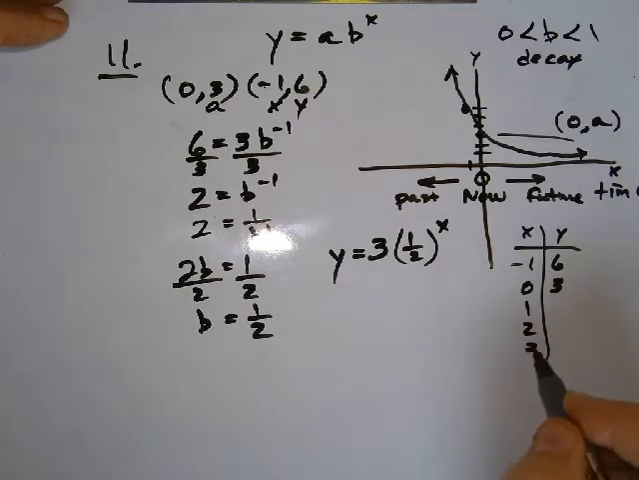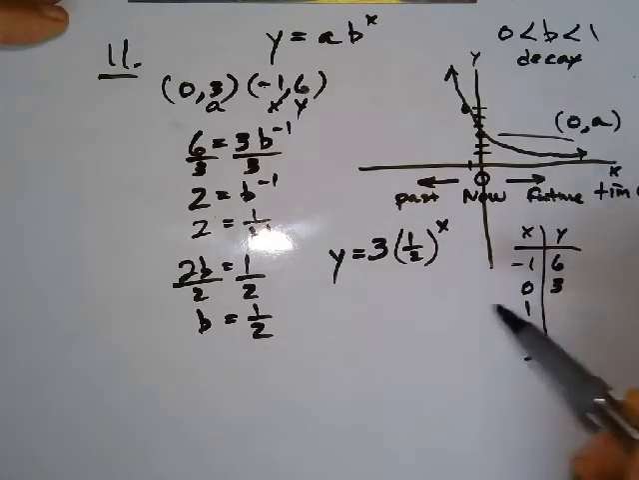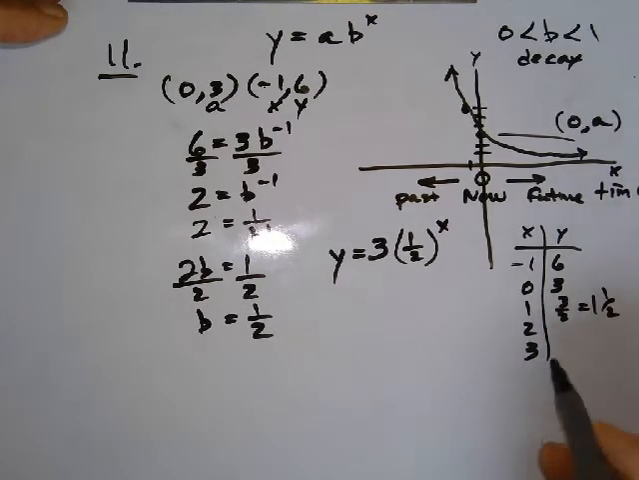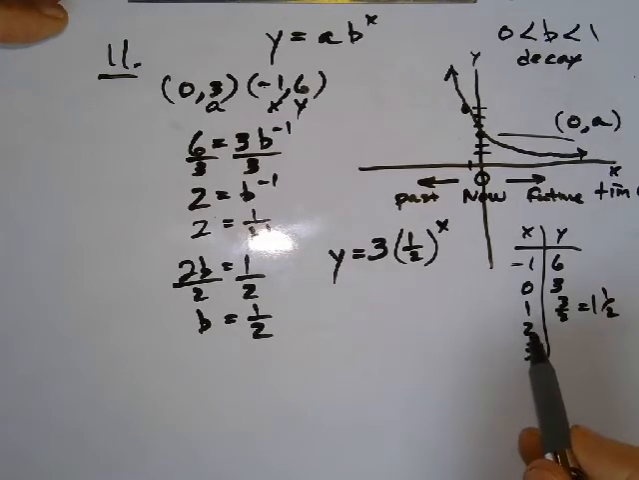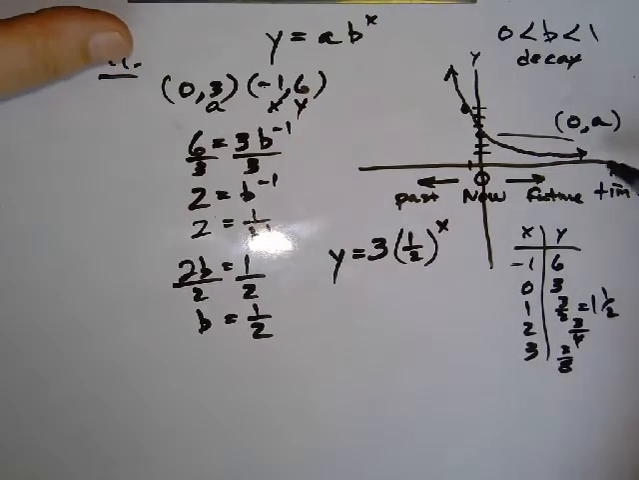So I can get some other values here. 1/2 to the 1 power is 1/2, and 1/2 times 3 is 3/2, or 1.5. 1/2 to the 2 is 1/4, so that's 3/4, and 1/2 to the 3 is 1/8. So this is 3/8. So as we see, it does end up approaching the x-axis as an asymptote.